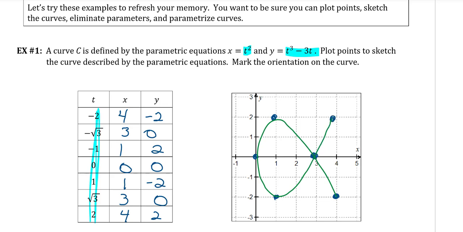And when we talk about marking the orientation, we want to think about the order in which the points were created as t got bigger and how we plotted them as such, like that. So that shows the orientation of the curve.